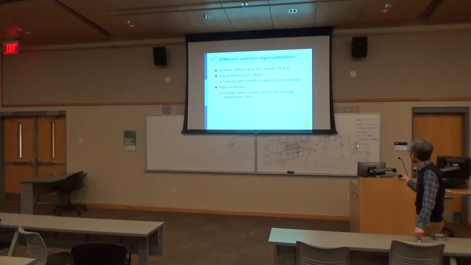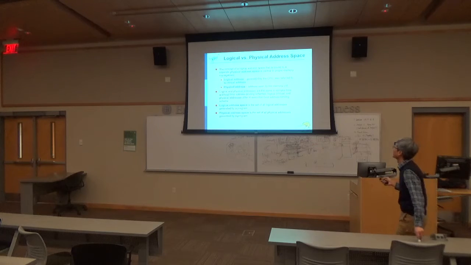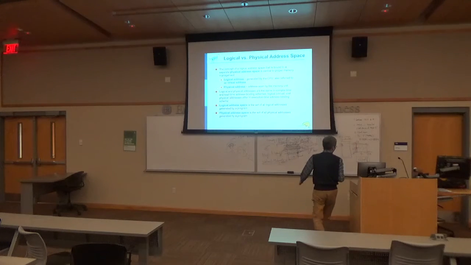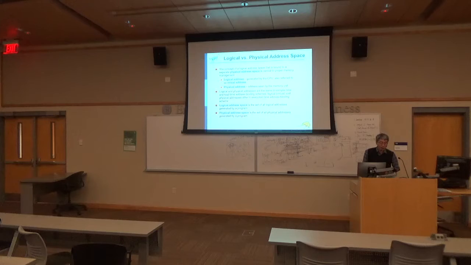After it is linked and loaded to the memory, during execution, finally it has the physical address. It's the absolute address you will get by combining the base plus the relative address, the logical address. So this is the comparison between the logical address and the physical address.